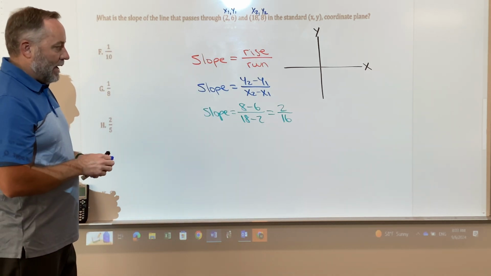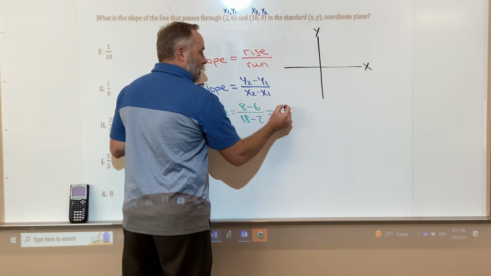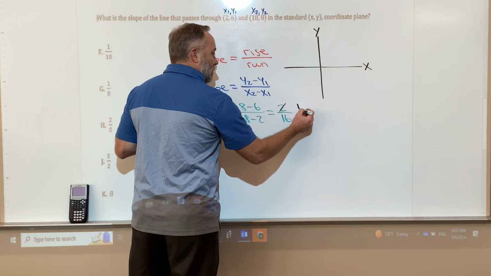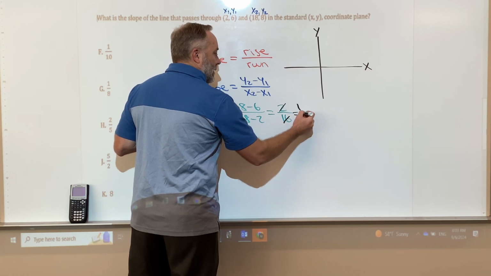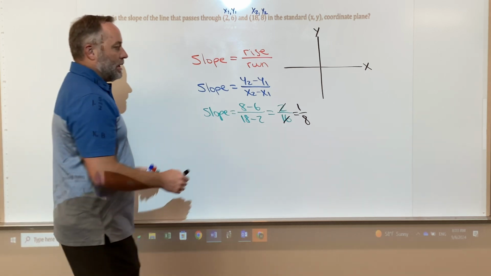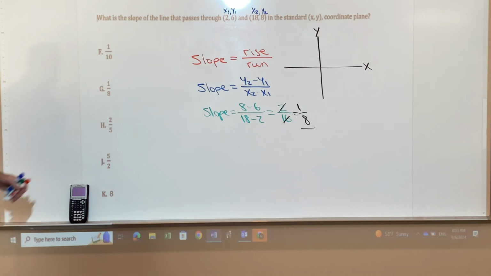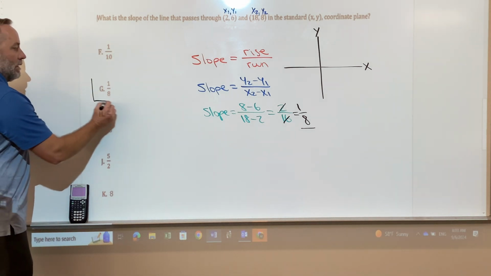I just simplify that fraction. 2 goes into both 2 and 16, so that becomes 1, and the 16 becomes 8. So my slope in this case is 1/8, and if I look over here, I find that answer in G.